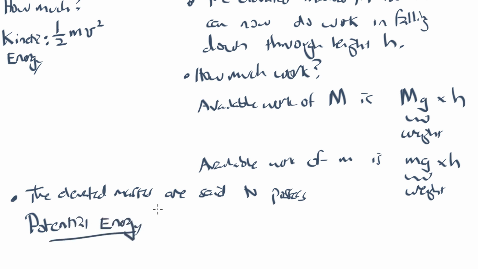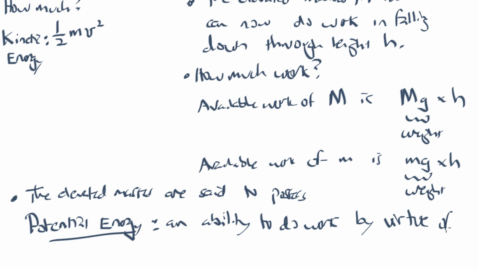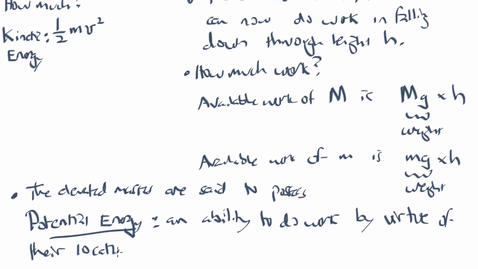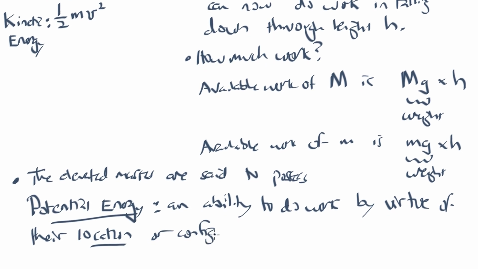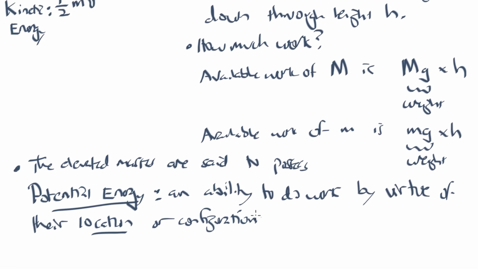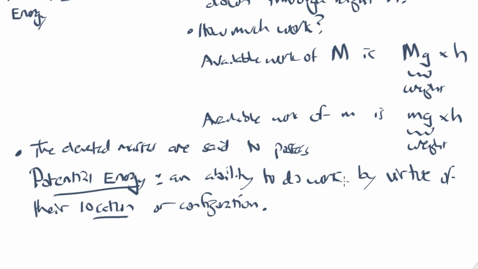Potential energy. What do we mean by potential energy? Well, it is an ability to do work by virtue of their location, or their configuration. So their location, in this case it's elevated, or the configuration. They are farther away from the center of the Earth than they had been before.